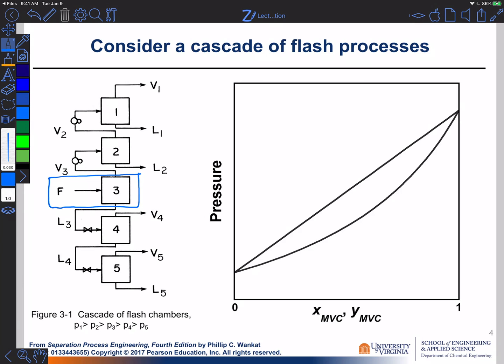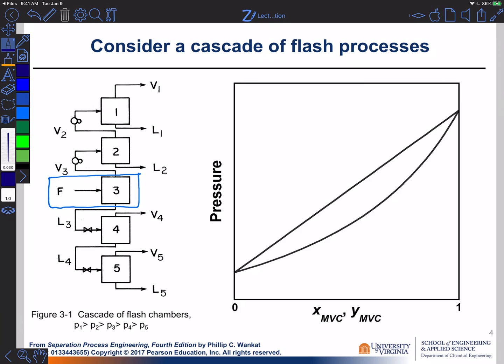We can take that liquid, decrease the pressure again, go down to the flash drum labeled 4, do another flash, and so on and so forth. And so we could think about this whole situation. On the other hand, we could think about taking the vapor, recompressing it to a liquid, and then doing another flash in the box labeled stage 2.